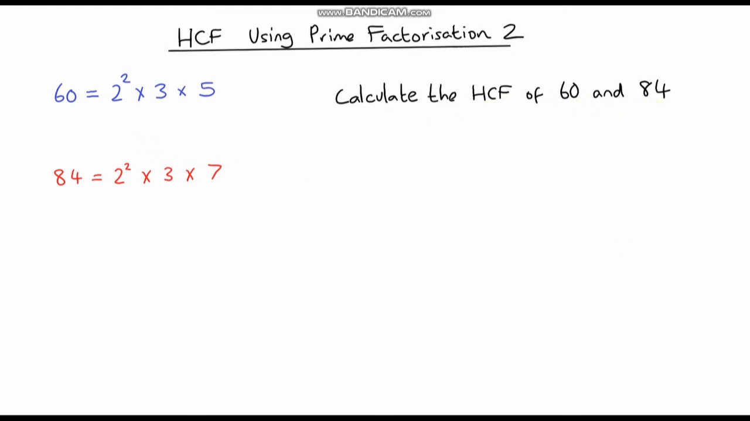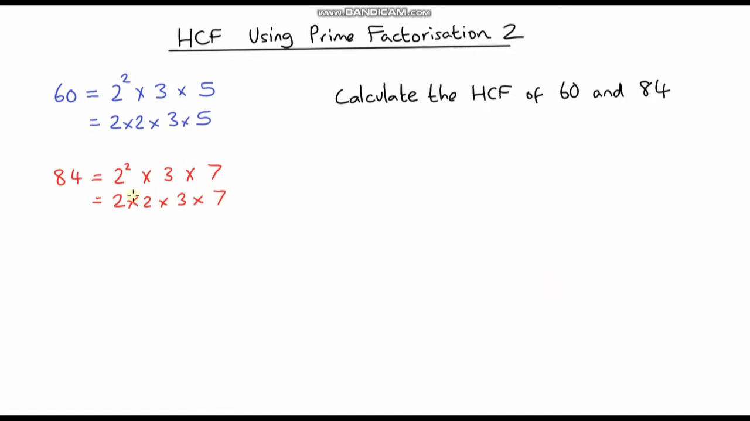So before we do that, sometimes it's easier to write this out in full. Now 2 squared, you should know what this already means, but if you're not too sure, this just means 2 times 2. So I could rewrite 60 as 2 times 2 times 3 times 5. And also I could rewrite 84 as 2 times 2 times 3 times 7.